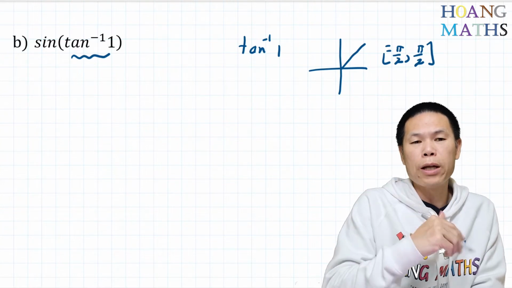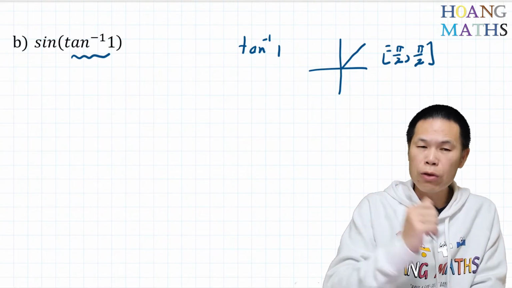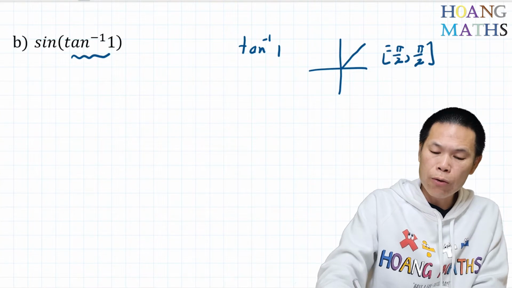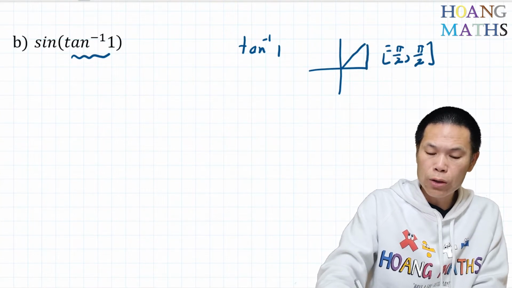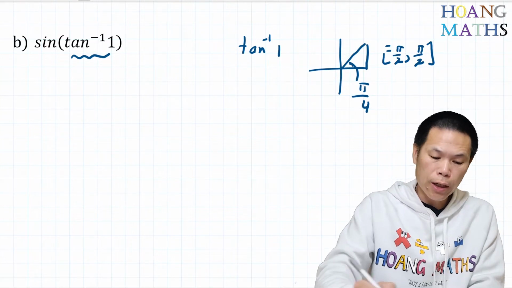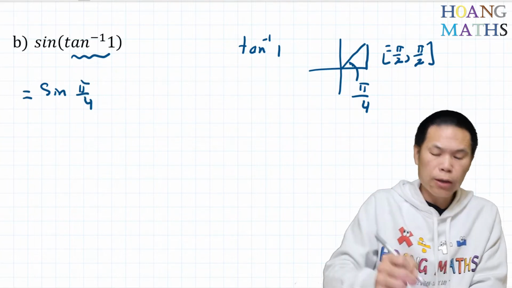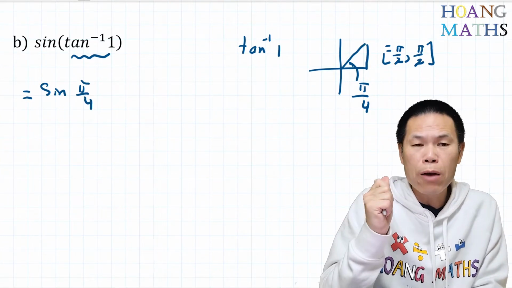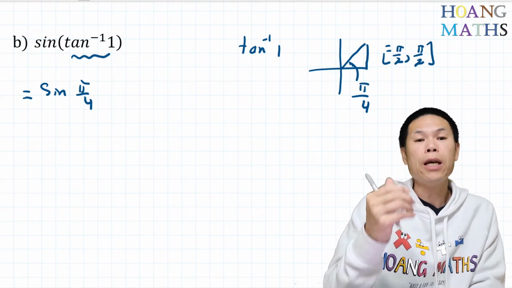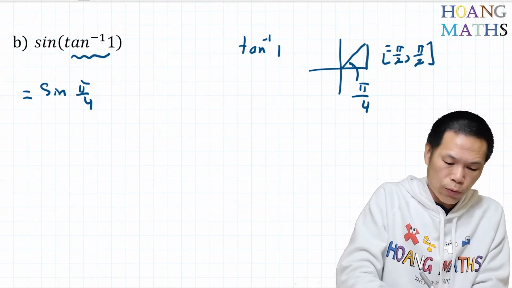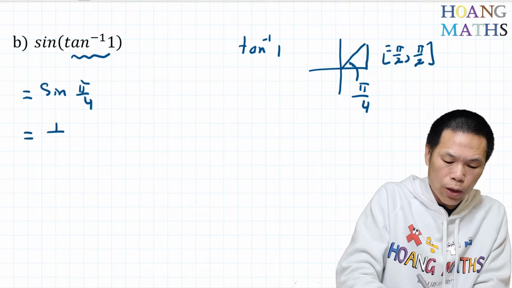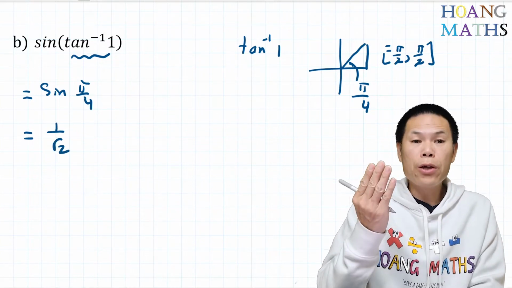Now we just need to work out inverse tan of 1. So inverse tan of 1 is 45 degrees. But we know that 45 degrees is pi over 4, so we just write it here: pi over 4. That's the angle here. So now we just work out sine of pi over 4. And we know that sine of pi over 4, that is sine 45 degrees, is 1 over root 2. So the answer is 1 over root 2. There you go.